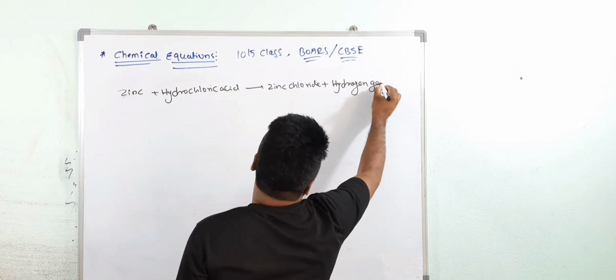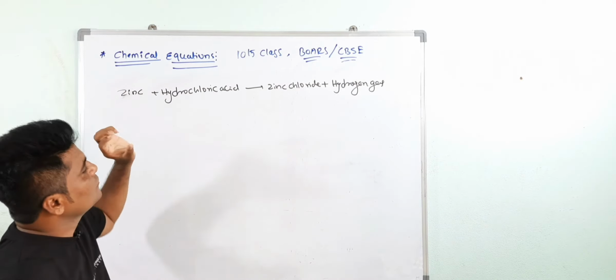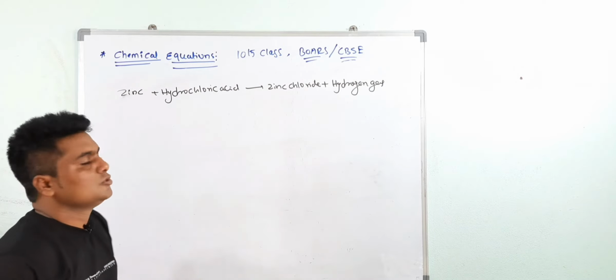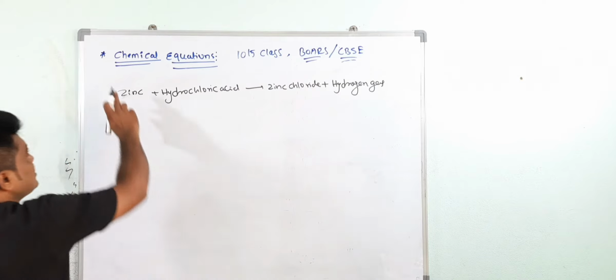Sorry, actually this is a chemical change. This is one chemical reaction. But I wrote it in the wording form. This is the sentence form. So we have to represent this chemical change in symbolic representation. That is called a chemical equation.